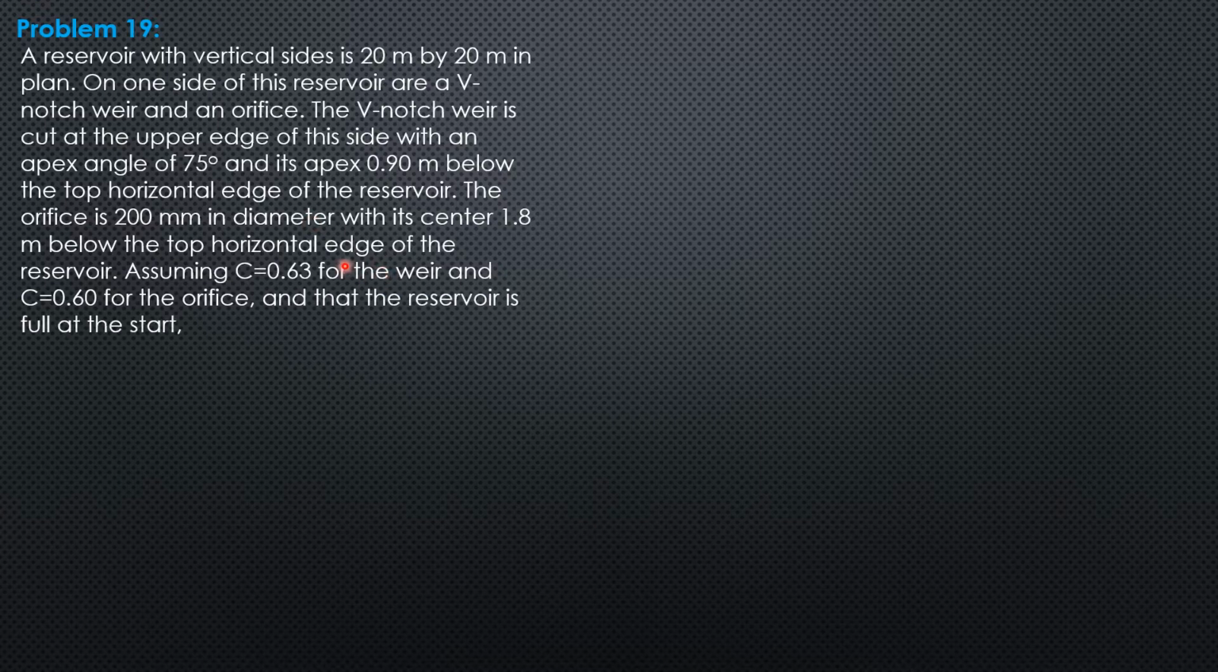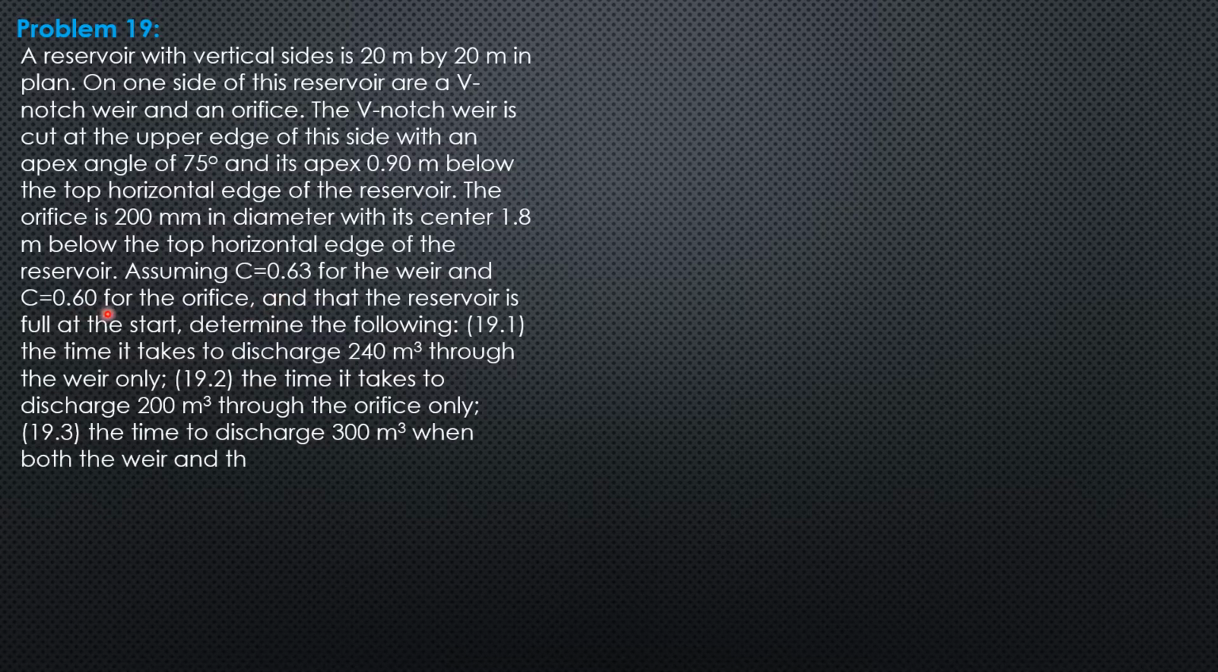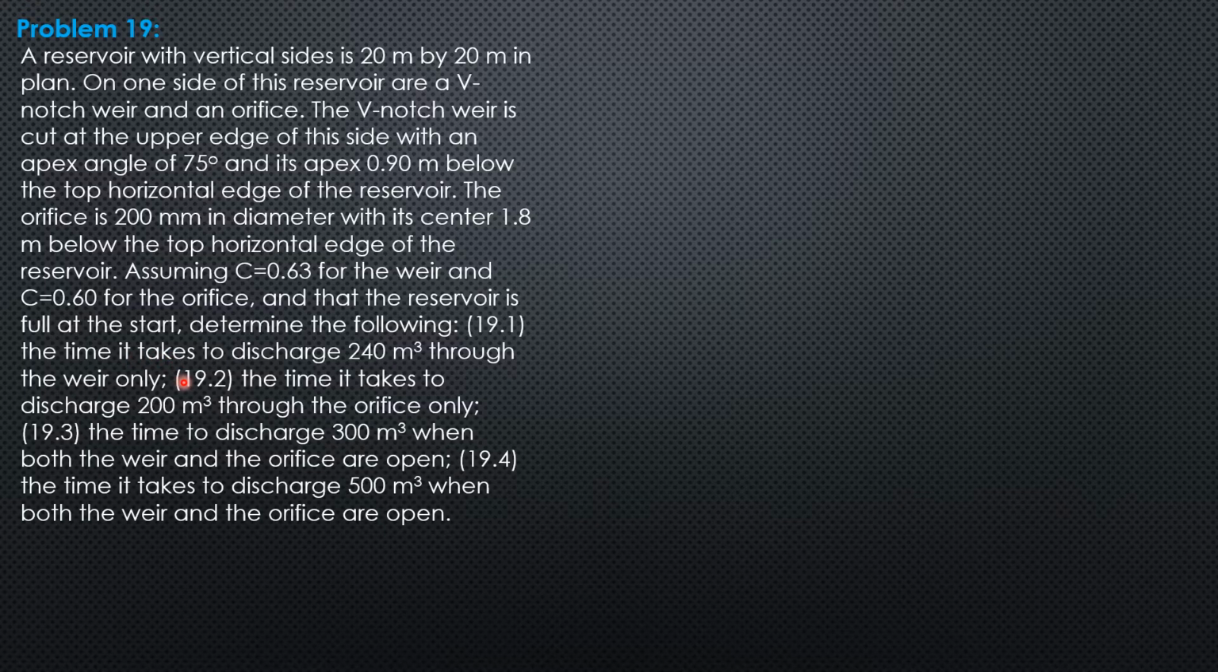The orifice is 200 mm in diameter with its center 1.8 meters below the top horizontal edge of the reservoir. Assuming coefficient of discharge is 0.63 for the weir and 0.6 for the orifice, and that the reservoir is full at the start, determine the following: the time it takes to discharge 240 cubic meters through the weir only, the time it takes to discharge 200 cubic meters through the orifice only, the time to discharge 300 cubic meters when both the weir and the orifice are open, and the time it takes to discharge 500 cubic meters when both the weir and the orifice are open.